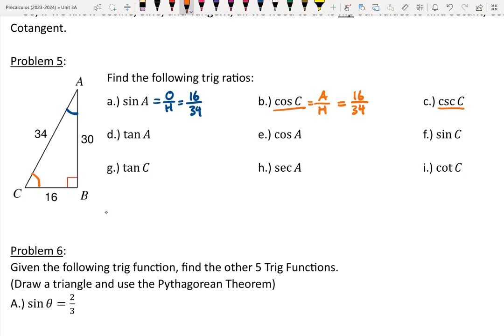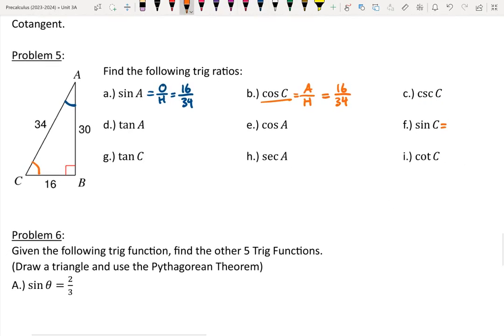This is cosecant. Let's actually do sine of that first, which is right down here. So here is sine of C: opposite over hypotenuse. From C, my opposite side is 30 over 34, which could be reduced. And then when I want to do its reciprocal, that would just be that flipped, 34 over 30. So when we find that reciprocal function, we just flip the one that it comes from.